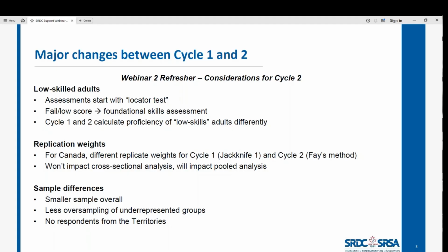In cycle 1, this foundational skills assessment focused on just basic reading ability. In cycle 2, this was expanded to also include basic numeracy skills. In cycle 1, the foundational skills assessment wasn't used to calculate the literacy proficiency score for low-skilled adults. In cycle 2, the foundational skills assessment was used. So this means that cycle 1 and 2 are calculating the proficiency of low-skilled adults differently.